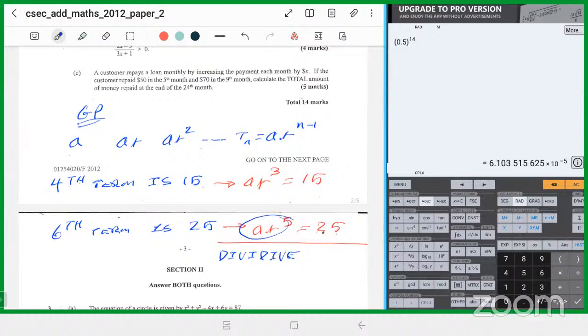So I'll put this one over this one, the left side of this over the left side of this. The a's would cancel. I will get r to the 5th over r cubed. Let me write it out: ar to the 5th.